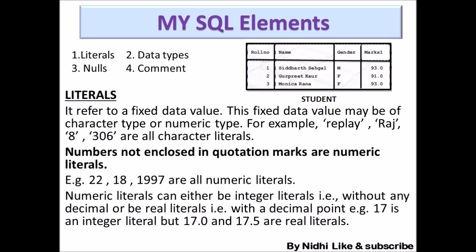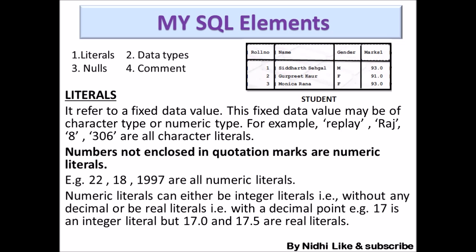So first is literal. Literal means, in this table you can see that we are having 4 columns: roll number, name, gender, and marks. And these columns are having some values, like roll number is having 1 to 3 values, Siddharth Sehgal is the name, Gurpreet, etc. So these values are known as literals. It refers to a fixed data value.